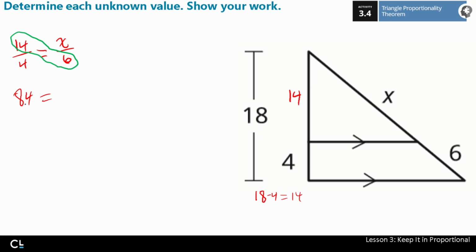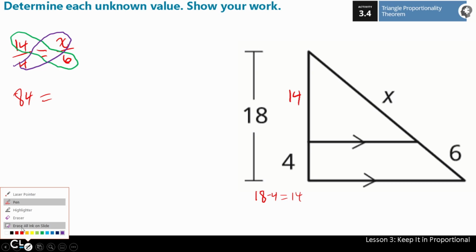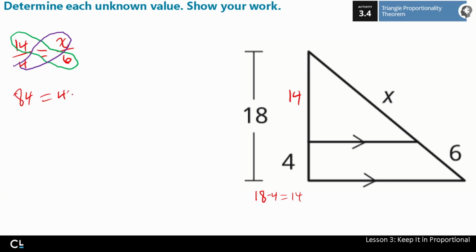cross multiply, 4 times x is going to give me 4x. And then since 4 is right next to x, that means they're multiplying. We want to do the inverse operation, which is divide both sides. Cancels on my left side, and we're left with x. On the right side, we get 21. So x is going to be 21.